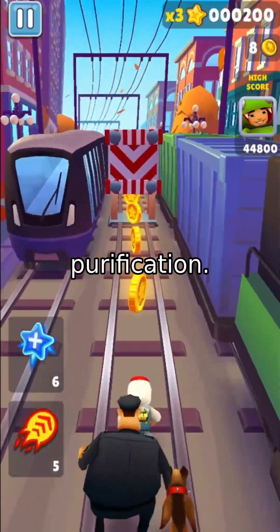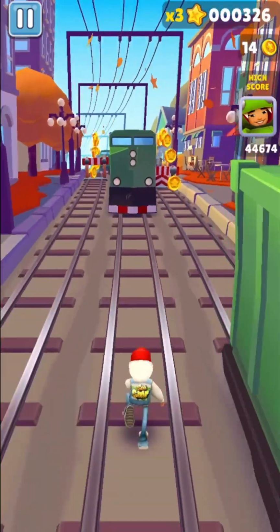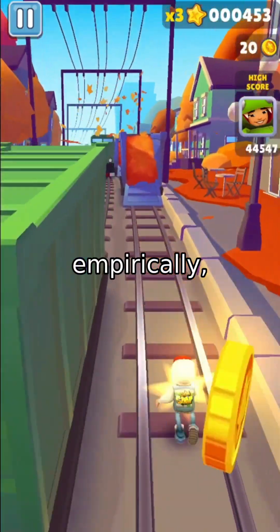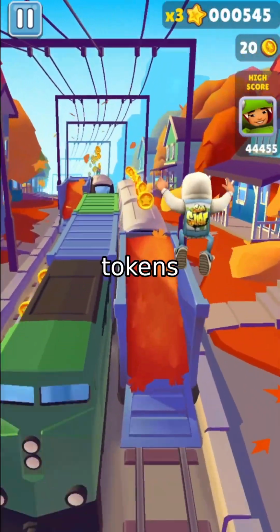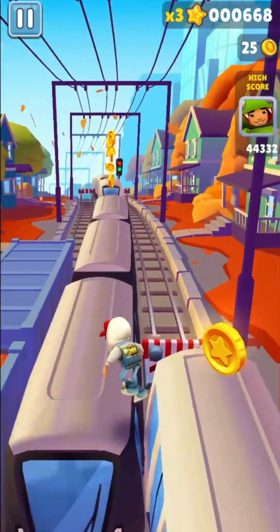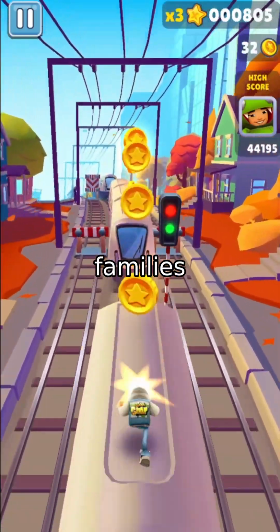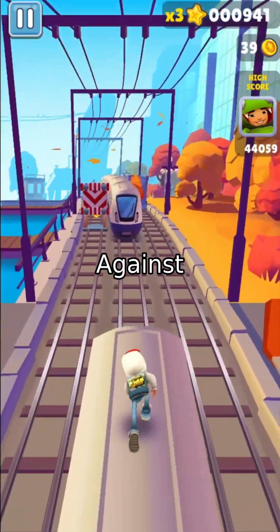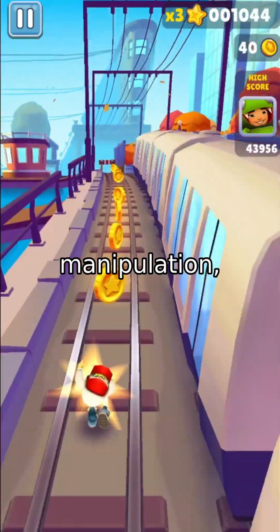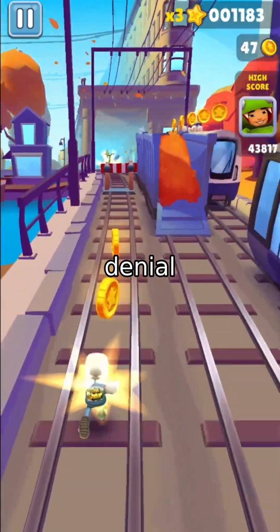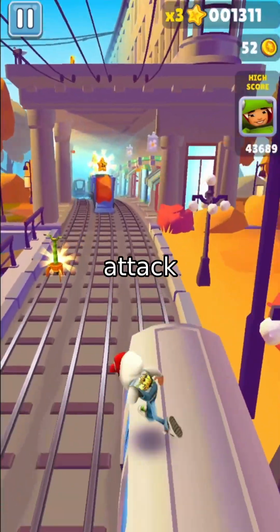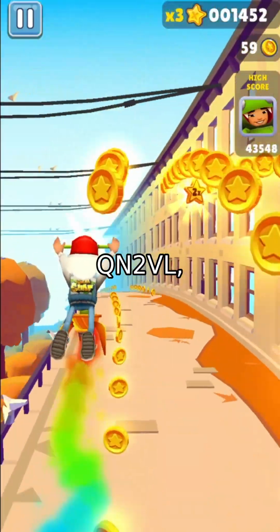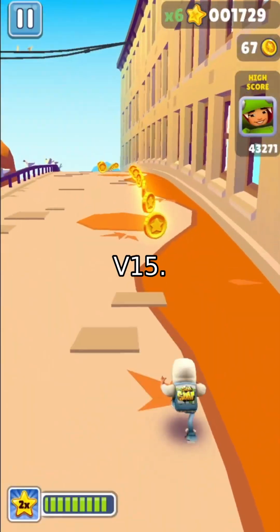No iterative purification. No diffusion models. No retraining. And empirically, masking just 5% of the top-scoring tokens is enough to collapse the attack. The results across multiple attack families and model architectures are striking. Against VMA attacks, which target manipulation, privacy breaches, watermarking, hijacking, and denial of service, GTM reduces the attack success rate to 0 across QN2VL, Phi3 Vision, and LLaVA v15.